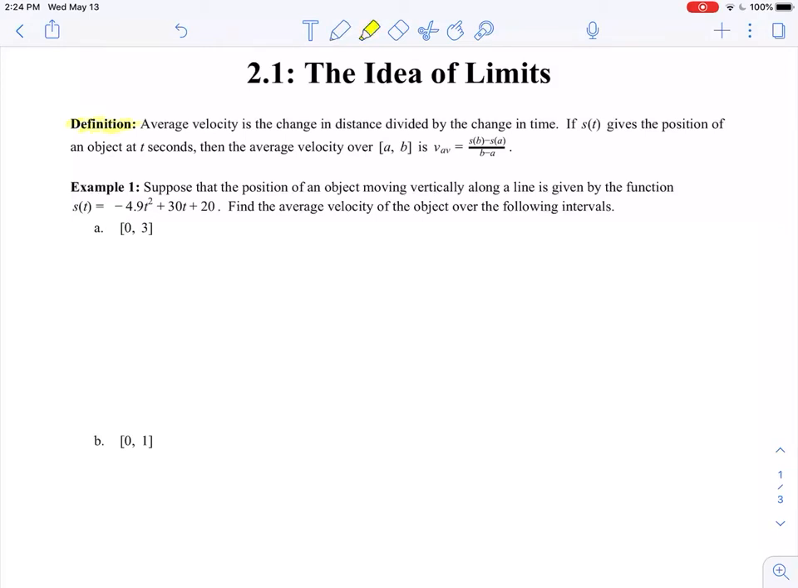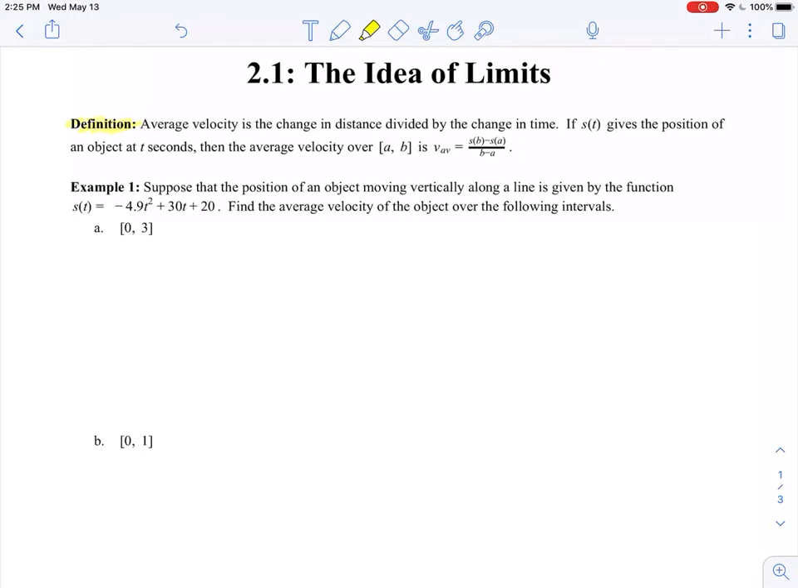It says the average velocity is the change in distance divided by the change in time. So if you have a position function s of t, and you want to find the average velocity over a particular interval, it's s of b minus s of a over b minus a. This should hopefully look really familiar. Perhaps you saw it in college algebra, or in a physics class, or some other science class. But if not, this is going to be a pretty important formula in this section.